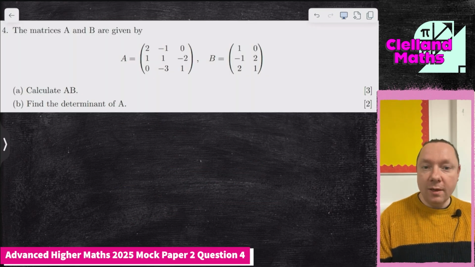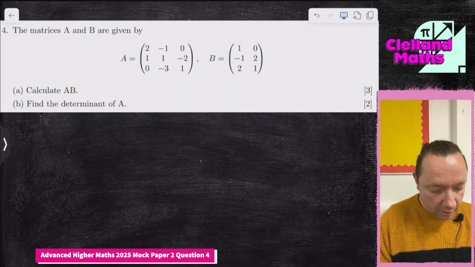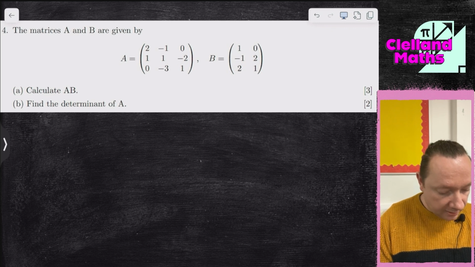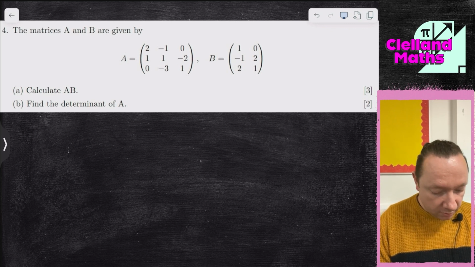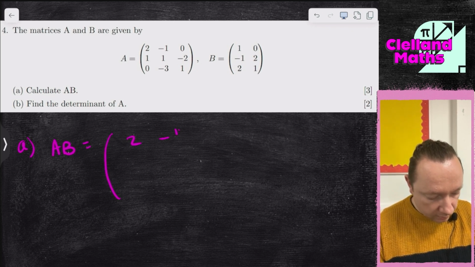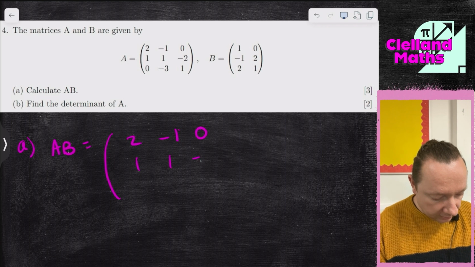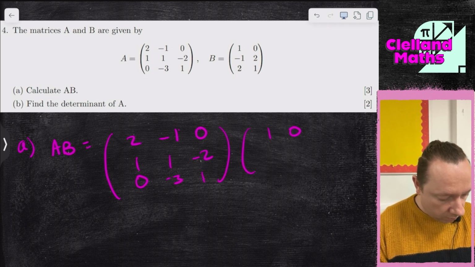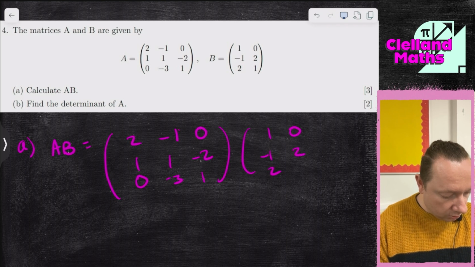Advanced Higher Maths 2025 Last Minute Paper 2, Question 4. Matrices A and B are given by A is that and B is that. Quite a big matrix. Calculate AB. So some matrix multiplication. So we write them out. 2, minus 1, 0. 1, 1, minus 2, 0, minus 3 and 1 times 1, 0, minus 1, 2, 2 and 1.